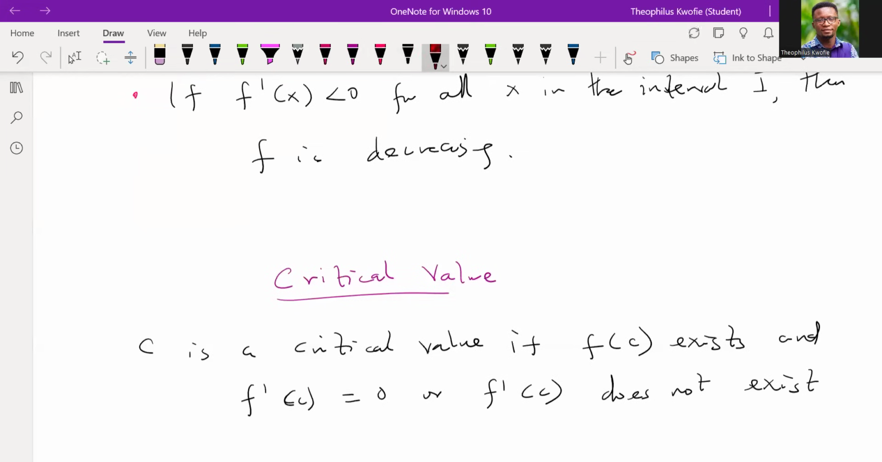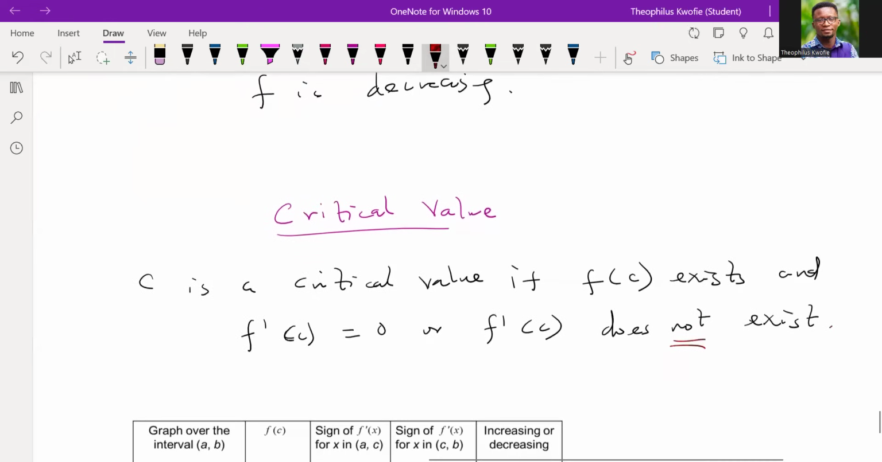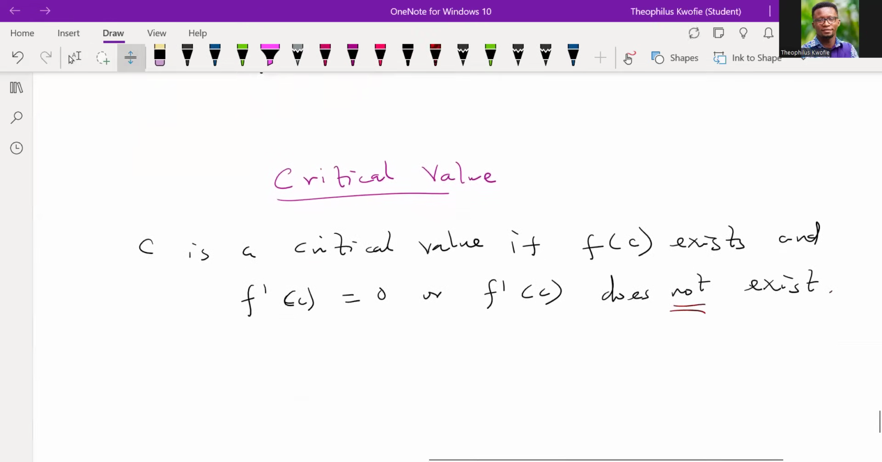So this is important. Let me just underline this, that does not. So let's take note of that. We'll look at more examples so that you will appreciate the definitions as well. Let me take it one more time: if C is a critical value, the function being evaluated at C exists, and the first derivative evaluated at C is 0.